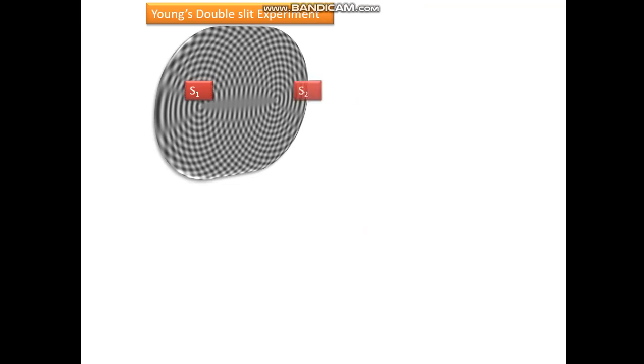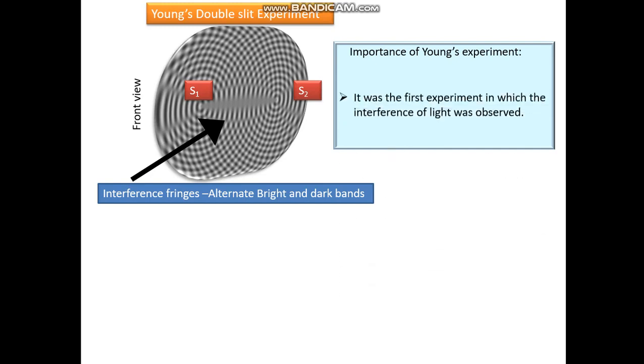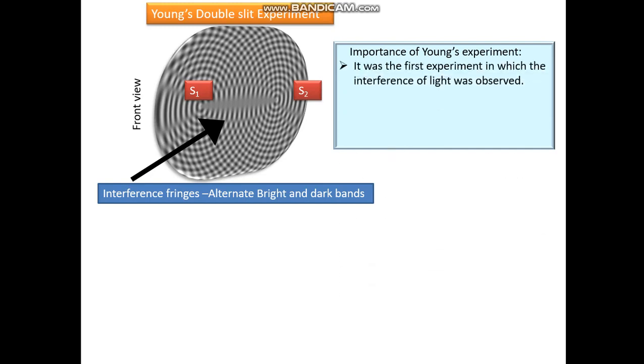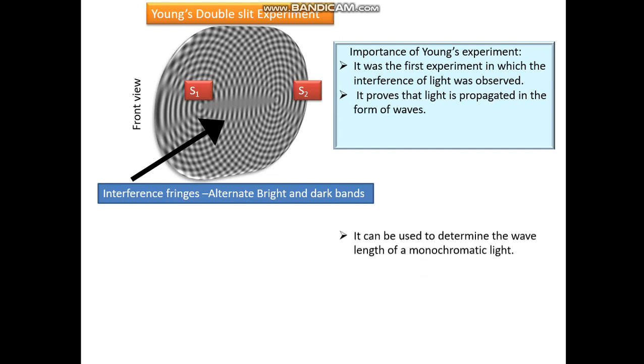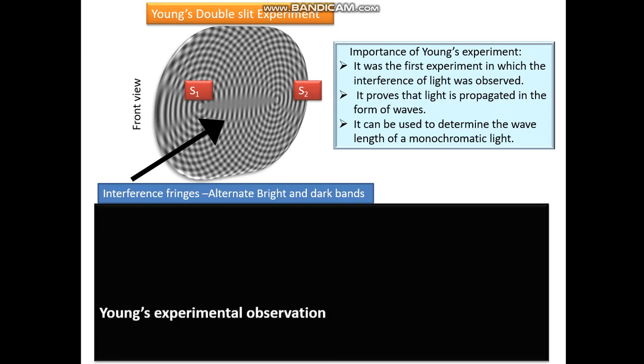This is the front view of the Young's double-slit experiment. These are the interference fringes, we call them, the alternate bright and dark bands. Importance of Young's experiment: it was the first experiment in which the interference of light was observed. It proves that light is propagated in the form of waves. It can be used to determine the wavelength of a monochromatic light.